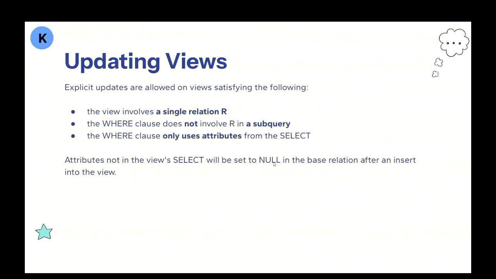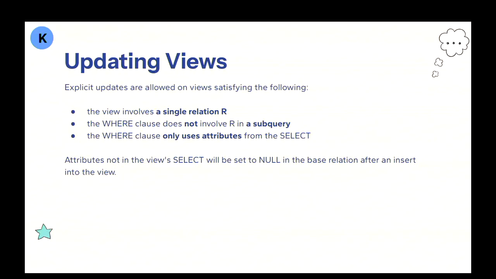As we have just learned, explicit updates on views require certain conditions to be met. It has some restrictions. Here are the three restrictions. The first one is the view must be involving a single relation. The second one is the where clause does not involve a subquery. The third one is the where clause only uses the attributes from the select. And attributes not used in the select query for the creation of the view will be treated as null when we do insertion, if we want to insert something into the view.